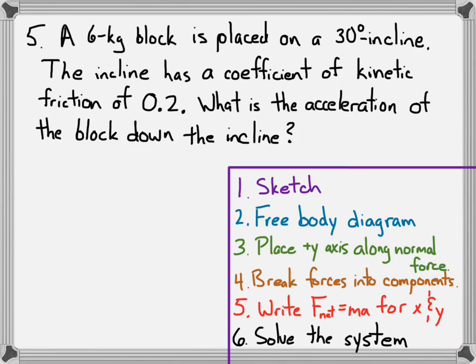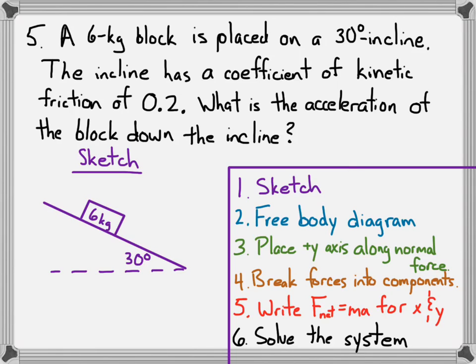Okay, let's go ahead and begin with step one. Let's create a sketch. So we have a 6 kilogram block on a 30-degree incline. So I'm going to draw a 30-degree incline, and I'm going to place that 6 kilogram block on that incline. It says the incline has a coefficient of kinetic friction of 0.2, so I'm going to write mu sub k equals 0.2. And then it's asking us what is the acceleration of the block down the incline. So it's asking us for the magnitude of this acceleration a.